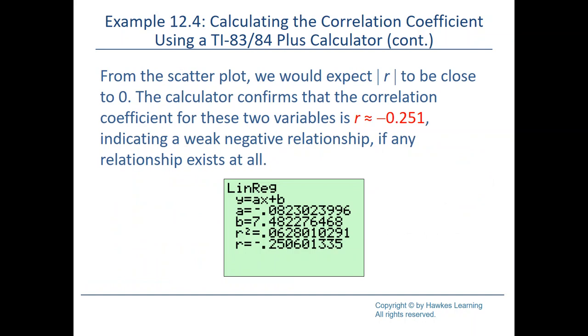Now, from the scatter plot, remind yourself that when we were looking at it visually, we said that it didn't really have much of a correlation. Basically, the calculator confirmed that with the R that we saw. This R is negative 0.251. So it says that it has basically a very weak negative relationship, if any exists.